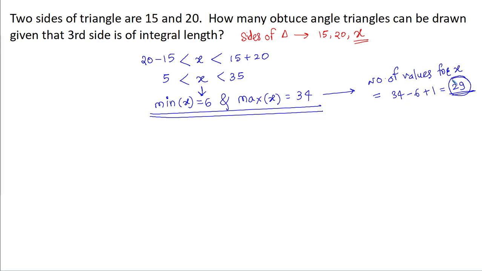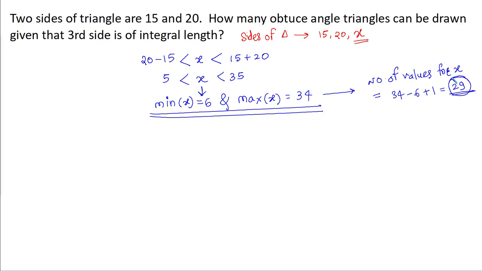So total how many triangles can we form? Total 29 different triangles we can form. But our question is, out of these total 29 different triangles, how many triangles are going to be obtuse angle triangles?